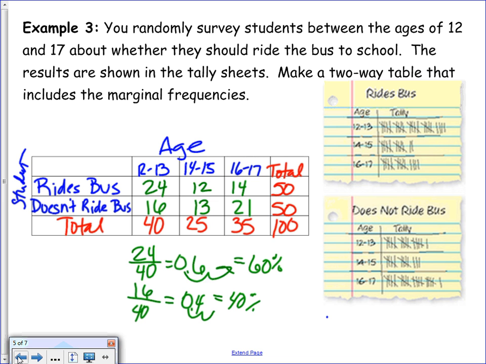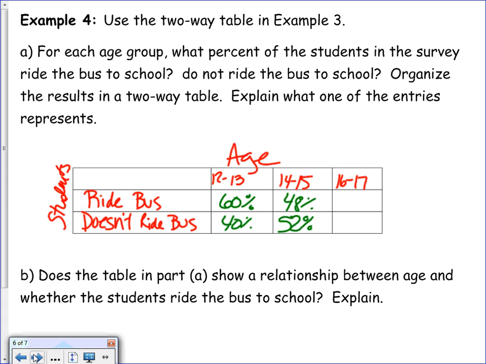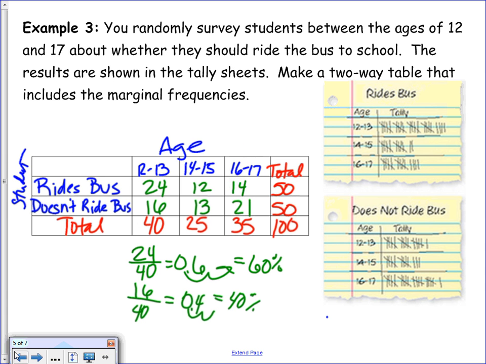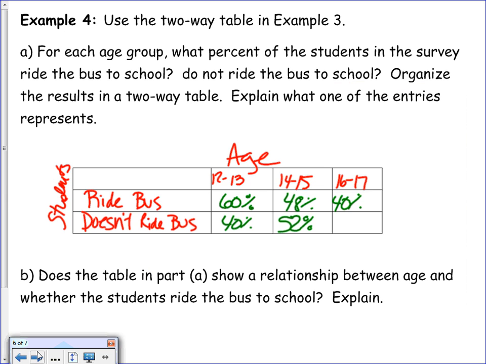And finally we have the 16 to 17 total. Riding the bus is 14 out of 35, which equals 0.4, which again is 40%. And lastly, 21 out of 35 do not ride the bus, which equals 0.6, and that is 60%.